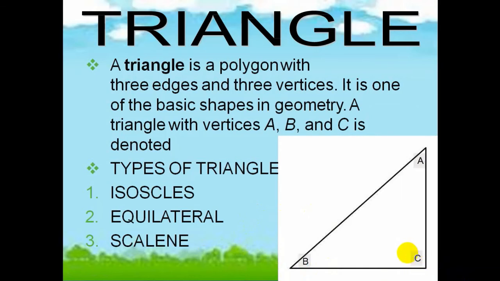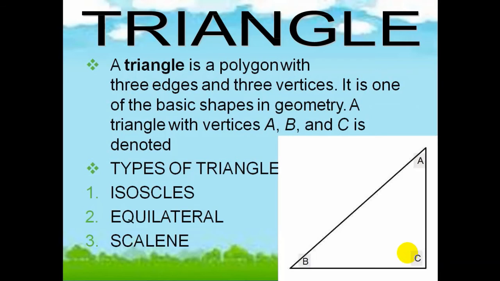In a right angle triangle, the measure of one angle is 90 and the measure of the other 2 angles is less than 90, which we will call acute angles. Similarly, an obtuse angle triangle is one in which the measure of one angle is greater than 90, and a triangle in which all 3 angles are less than 90 is called an acute angle triangle. So these are the different types of triangle.